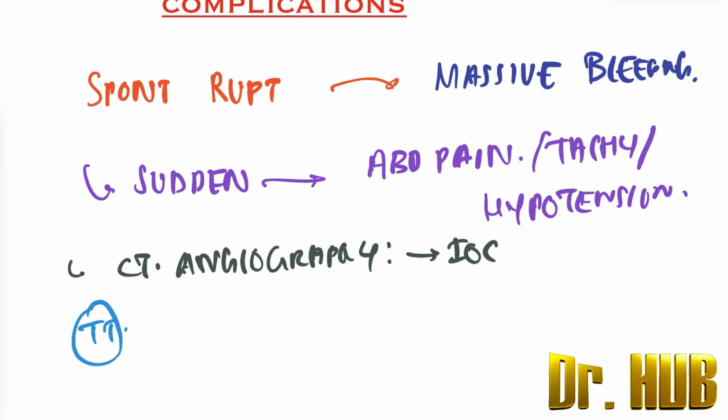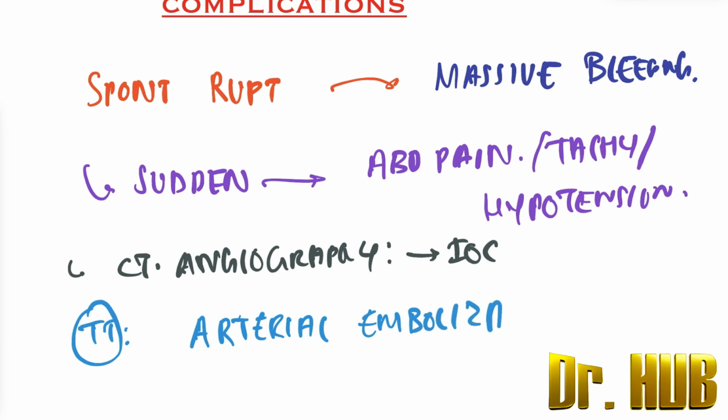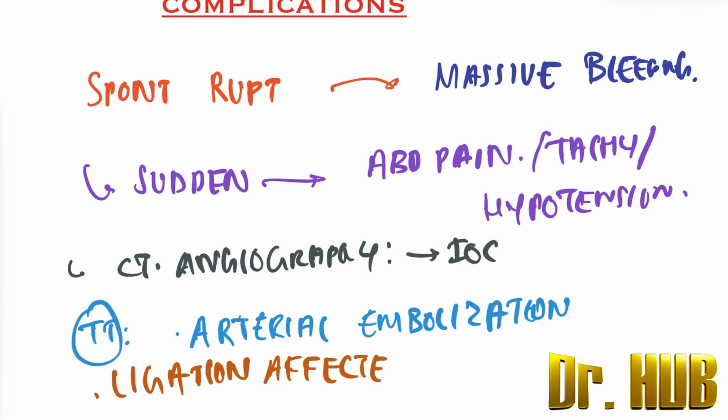Now let's look at the treatment. The treatment includes arterial embolization, as well as there may be ligation of the affected vessels, and this is in refractory cases.